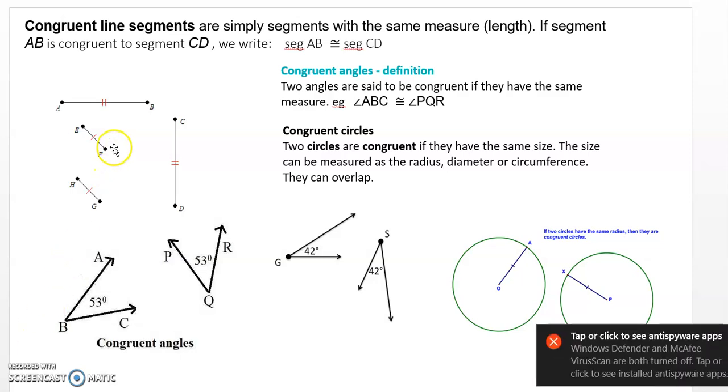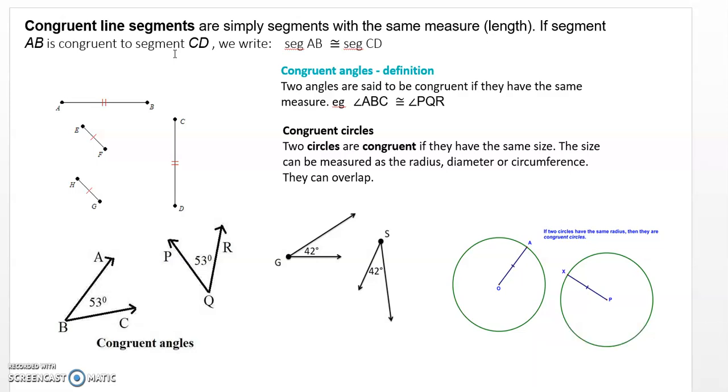Students, the next topic is congruent line segments. So, what is the meaning of congruence of segments? You can refer to the textbook page number 7. What is the meaning of congruent line segments? These are the segments with the same measure. So that means the measure is the same, the length is the same.